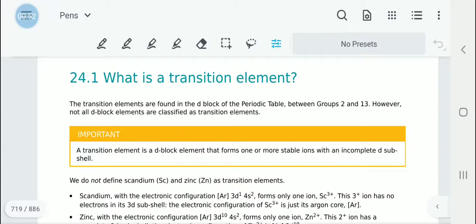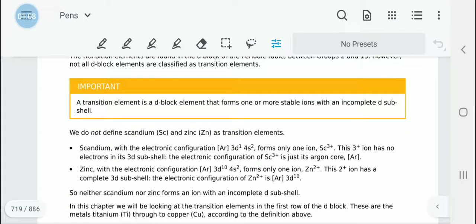Another important thing is that a transition element can be classified as a d block element that forms one or more stable ions with an incomplete d subshell. So it produces an incomplete d subshell, and it can produce one or more stable ions.